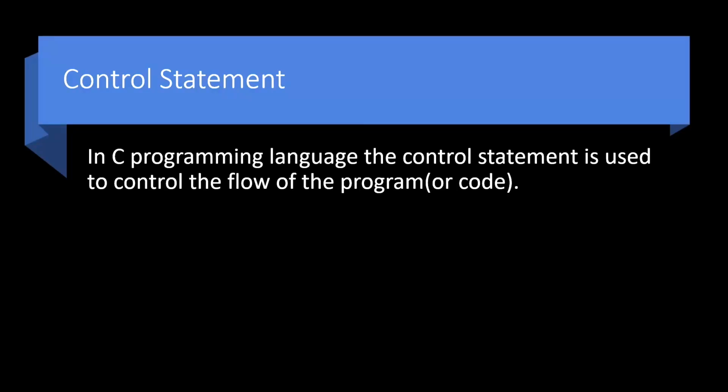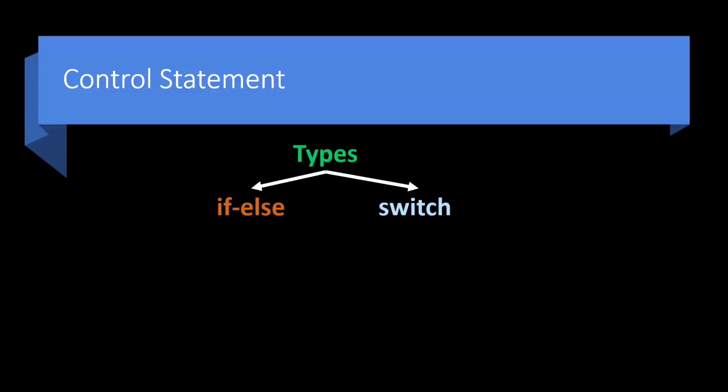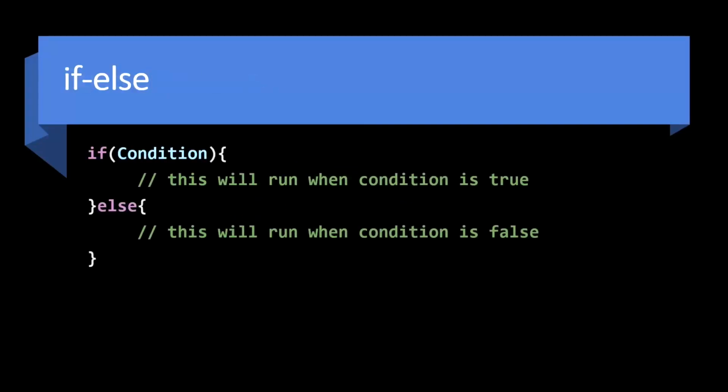In the C programming language, the control statement is used to control the flow of the program, or you can say code. Now we have two types of control statement. First is if else and second is switch. First we discuss the if else statement, then we discuss the switch case statement. Now here is the syntax.